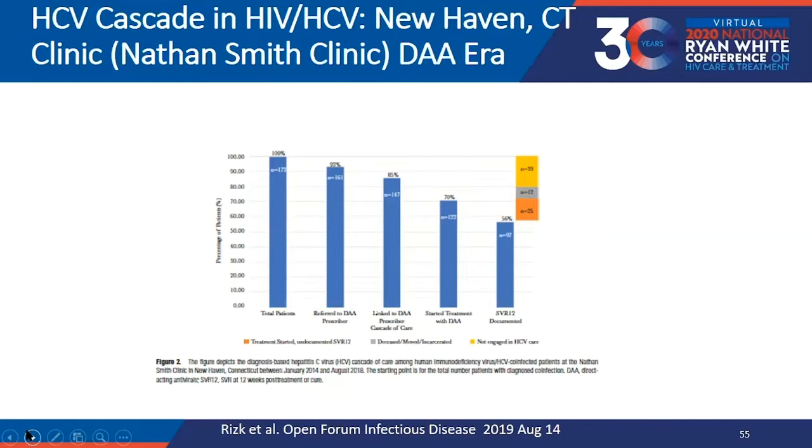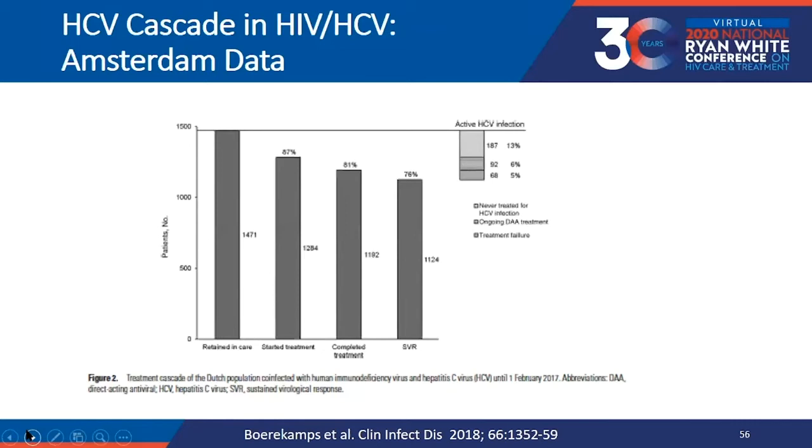Next slide. And one further study in Amsterdam, where they have much more universal healthcare, so they don't have quite the same challenges that we have here in the United States. This was published in 2018 and actually showed, in another co-infected population, a 76% SVR rate. So clearly achieving, or very close to achieving, those WHO micro-elimination targets. Next slide.